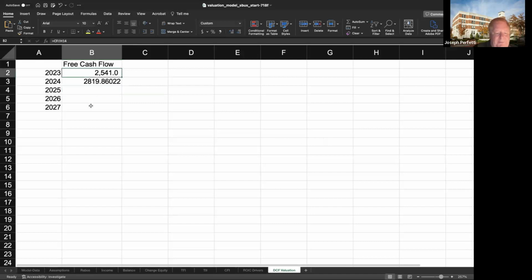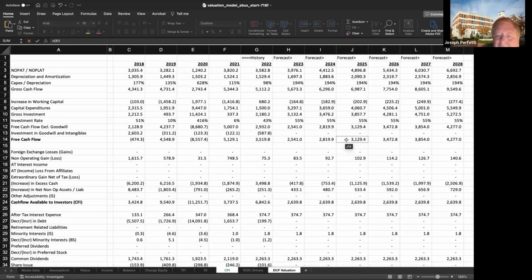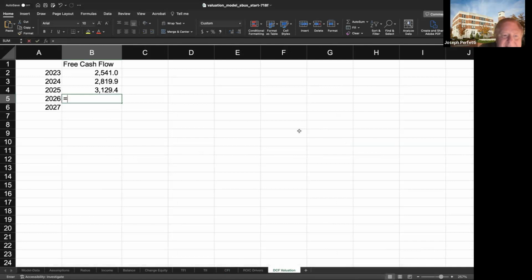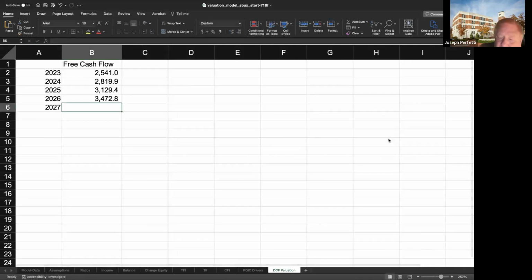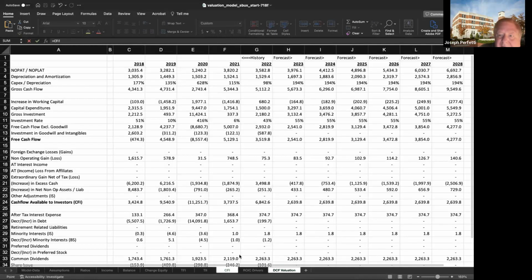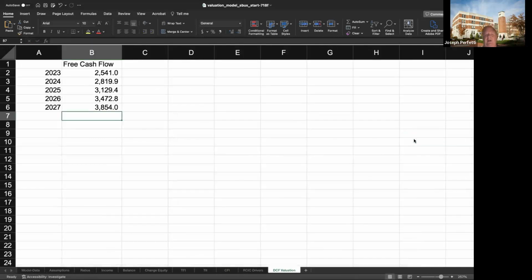Yeah, just format this to decimal place. In 2025, my forecasted free cash flow off the CFI is J14. 2026 off the CFI, it is K14, and 2027 off the CFI, it is L14. Those are the next 5 years of free cash flows for Starbucks, assuming my ratios come true.